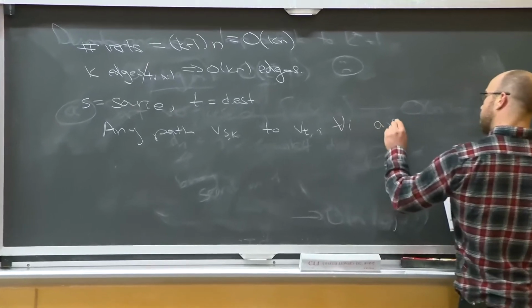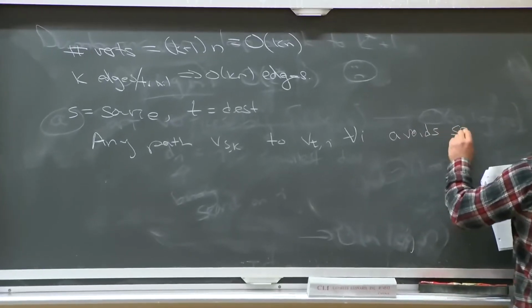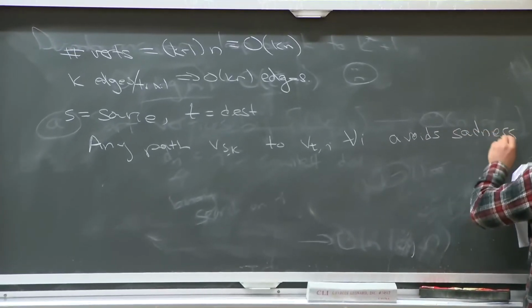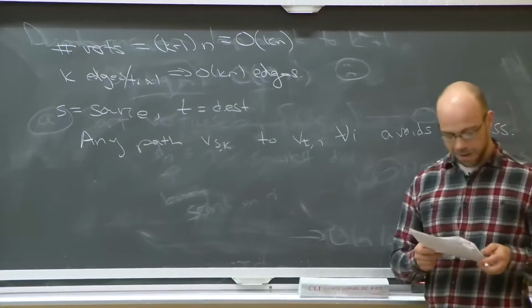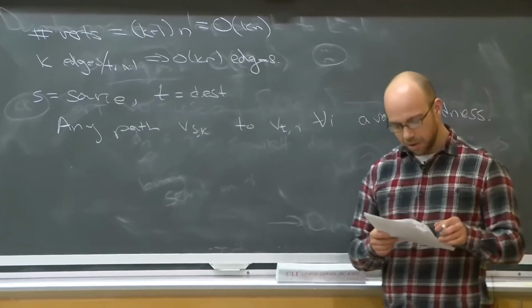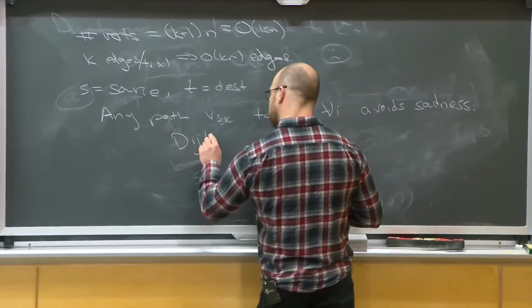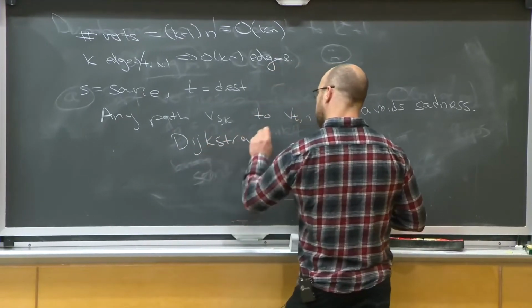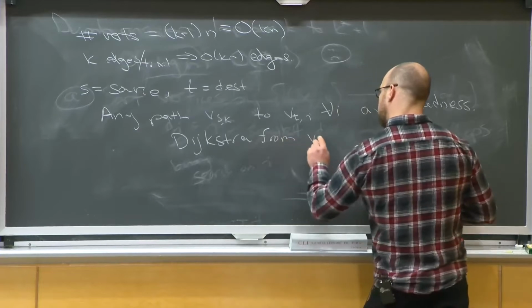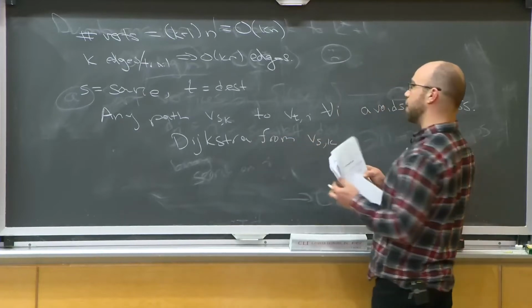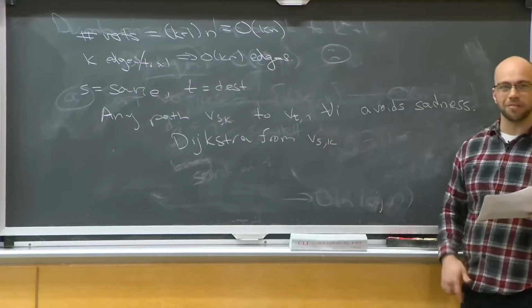Any path avoids sadness in the way this problem is written, right? So how could I do that? Well, she wants the shortest path. So I can just do Dijkstra's algorithm from VSK and do a bit of cleanup afterward to check all the different i's and find the closest one.